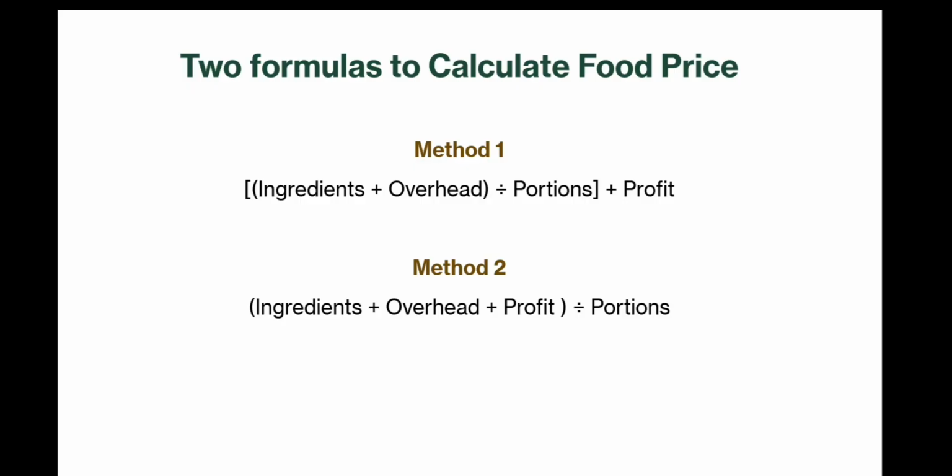There are two ways caterers calculate food pricing. Some people first calculate the cost per portion and then add profits. Others add their profits to the total production cost before dividing by portions. Both methods can work as long as you calculate everything properly. However, if you are a beginner, it is usually easier to first calculate the cost per portion and then add your profits. That way, you clearly see how much each plate costs before deciding your selling price.